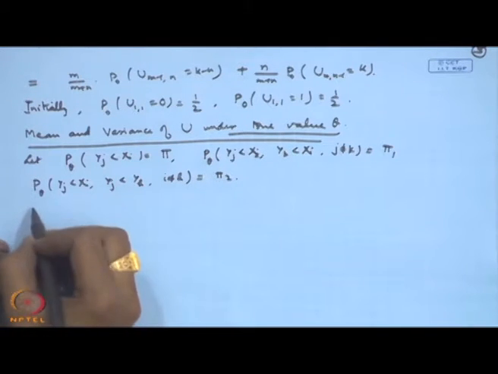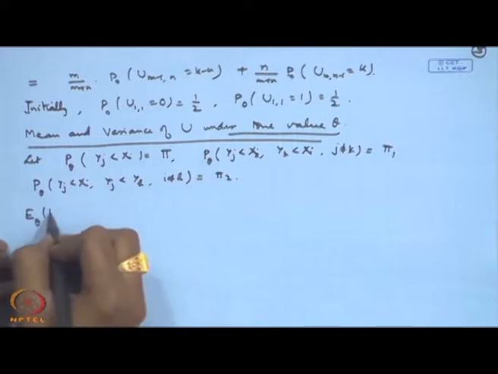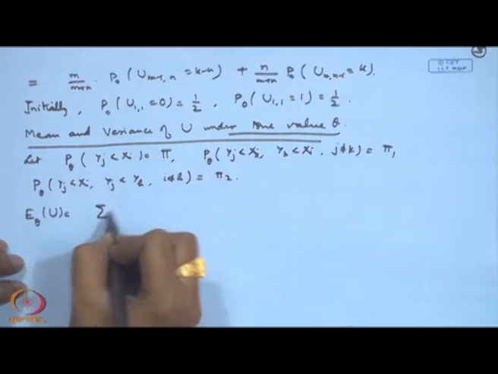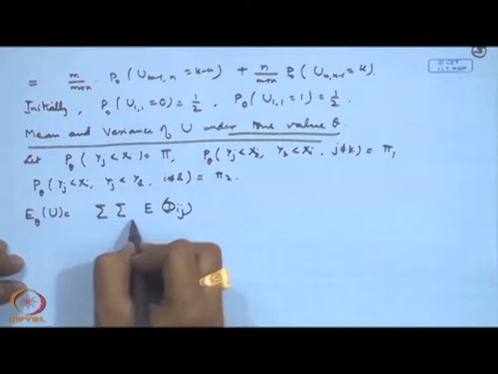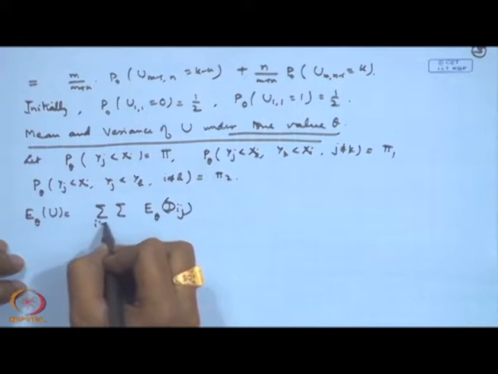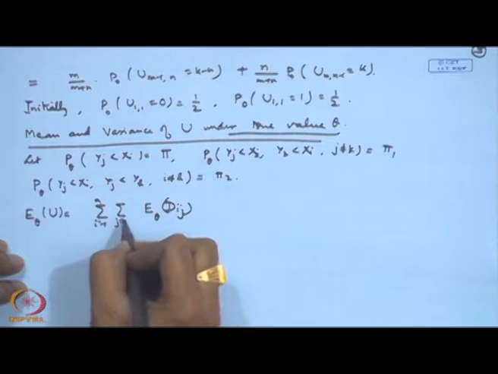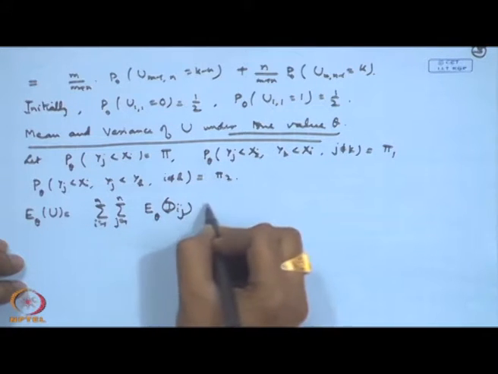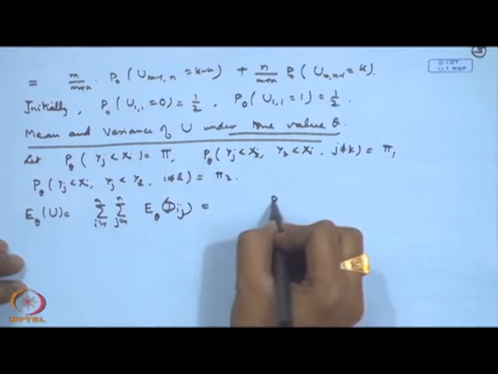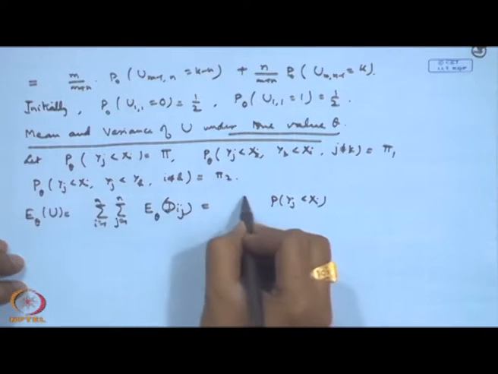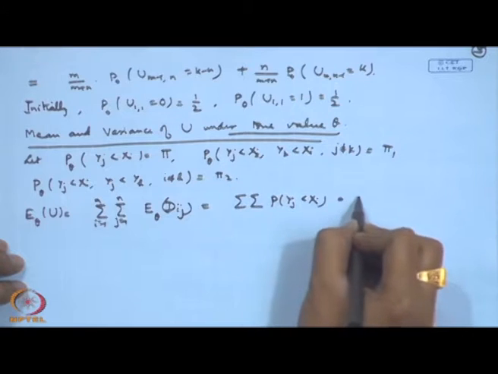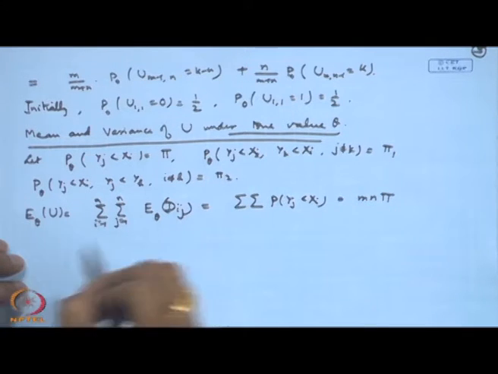So, let us consider the expectation of U, that is equal to the double summation of the expectation of D_ij, i equal to 1 to m, j equal to 1 to n. D_ij will be 1 when Y_j is less than X_i. This probability is equal to pi. So, that is simply equal to m n pi.